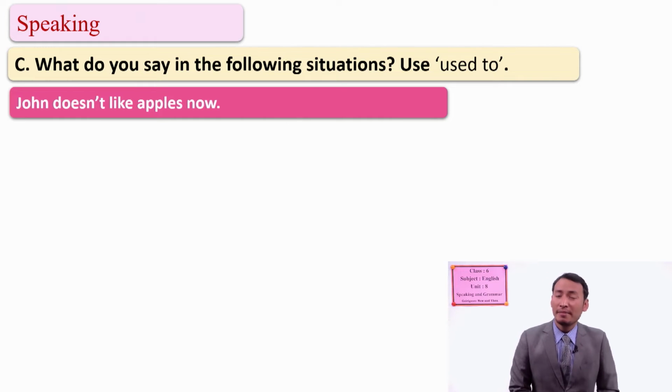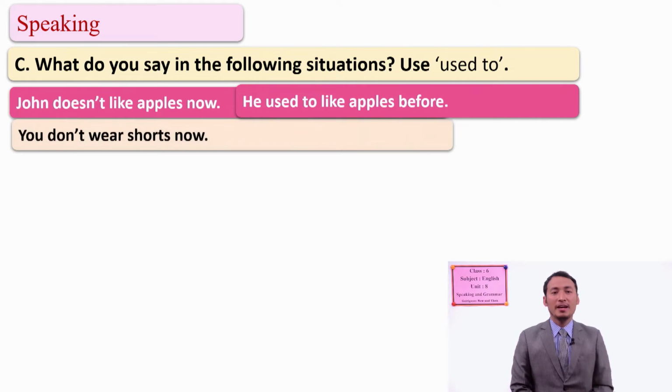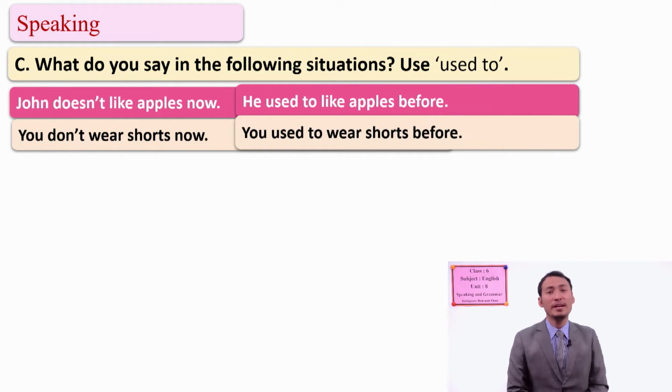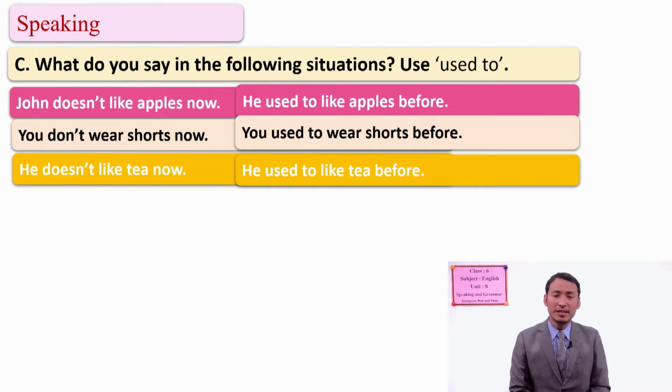John doesn't like apples now means he used to like apples before. Another situation is you don't wear shorts now. You don't wear shorts means you used to wear shorts before when you were younger. He doesn't like tea now. It means he used to like tea before, but now he might like coffee or something else instead.